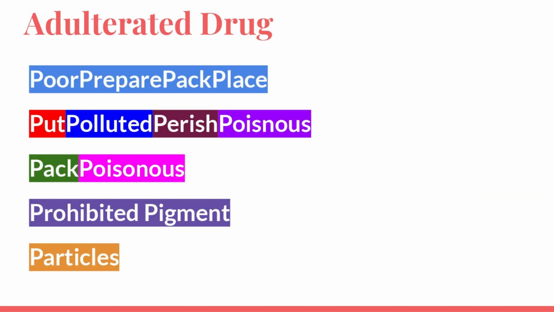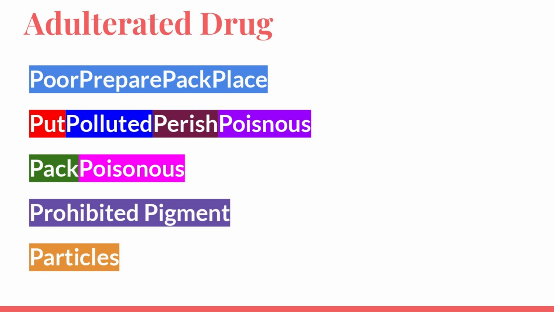We can remember this by using the following terms. The specialty is all terms start with the letter P. Let's remember this from the term adult person. An adult person's activities remind us about adulterated drugs. Let's check them. An adult person will prepare and pack the drugs in poor sanitary conditions, and he will also place the drug in such conditions.